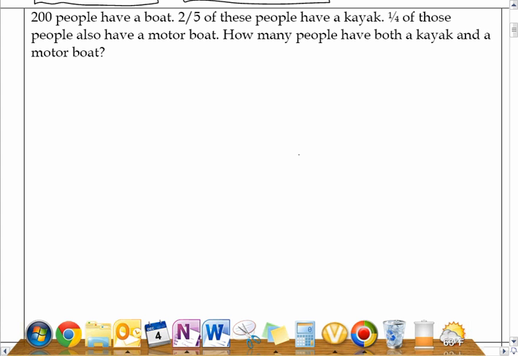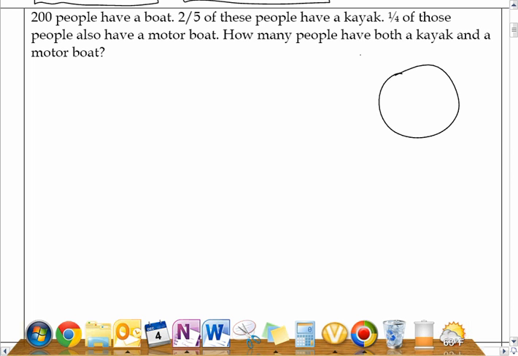Okay, number 1. This is going to be part 1 of the fractions review test homework correction. 200 people have a boat. 2/5 of these people have a kayak. 1/4 of those people also have a motorboat. How many people have both a kayak and a motorboat?